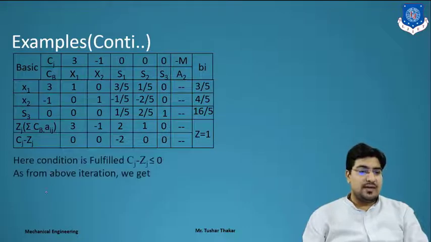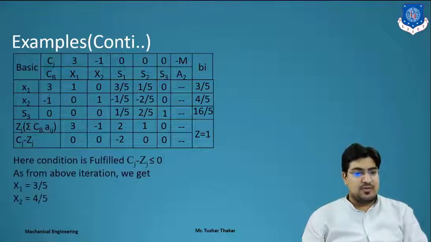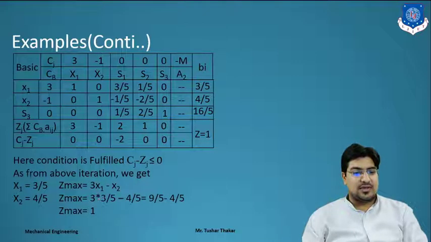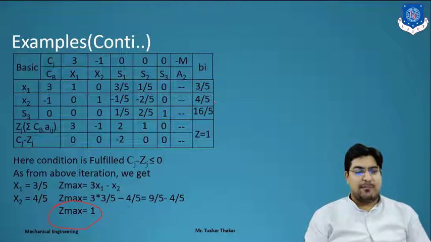So now we calculate the objective function by putting the x1 and x2 values in it. So 3x1 minus x2, 3 into 3 by 5 minus 4 by 5, 9 by 5 minus 4 by 5. What here? 5 by 5. So we can get z maximum as 1. So this is the basic iteration where we have applied for solving or for finding an optimal solution by using the big M method. Simple explanation of it. Clear?